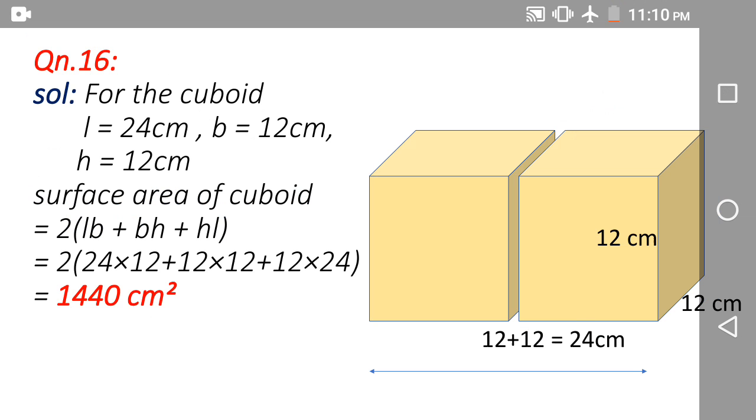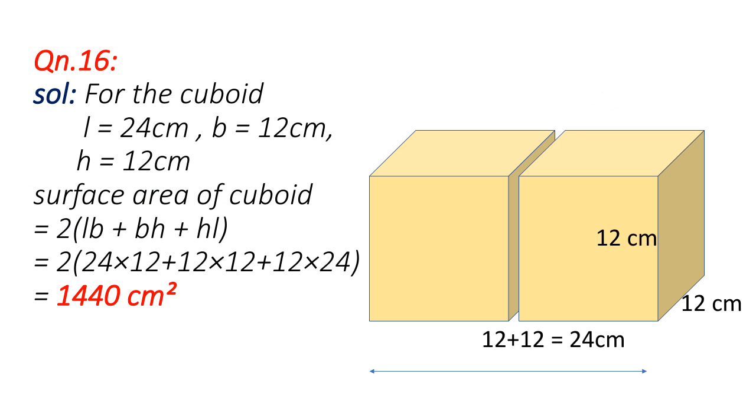Now go to the next, question number 16. It is a very easy question. We have two cubes, and those two cubes are of edge 12 centimeter, and we are joining those two cubes by their ends. So we have considered that lengthwise we have joined those two, so the length becomes 12 plus 12, and the other parameters, like the breadth, remain 12 centimeter, and the height remains 12 centimeter.